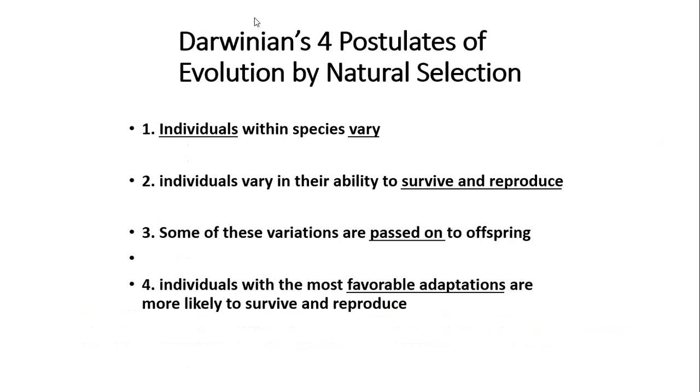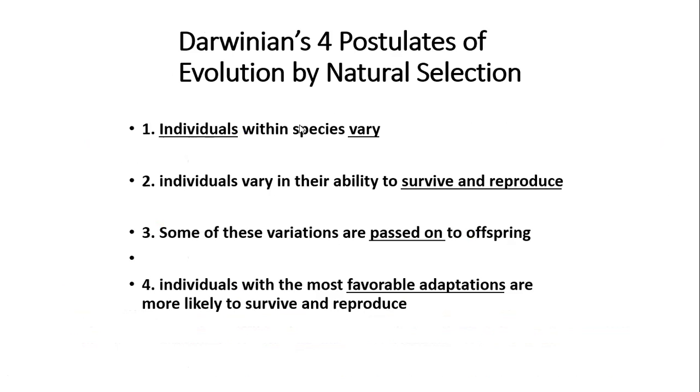Okay, so let's talk about this guy Darwin briefly. He did a lot of research and came up with these four rules, or postulates, he called them, of evolution by natural selection. So for evolution to take place via natural selection, mind you, you have to have four things.